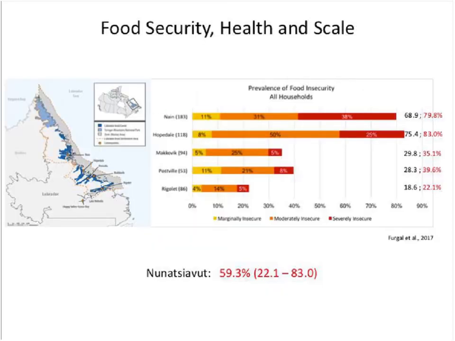And what we see even in a small region like Nunatsiavut, the southernmost community is about 50 or 60 kilometers away from a regional center, being Happy Valley-Goose Bay. There's a significant amount of disparity, where the southernmost community, depending on how we calculate that number, is 22% food insecure, about twice the national average at that point in time. And the two northernmost communities actually were assessed at 83 and 79% food insecure.